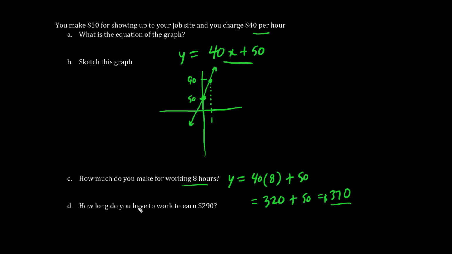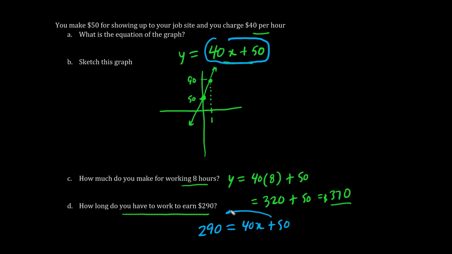And now the question is, how long do you have to work to earn $290? So the goal is 290, and we have the equation y equals 40x plus 50. Y is the amount of money that you have. So we have 40x, we could also use t for time, plus 50. This is just basic algebra involving equations.